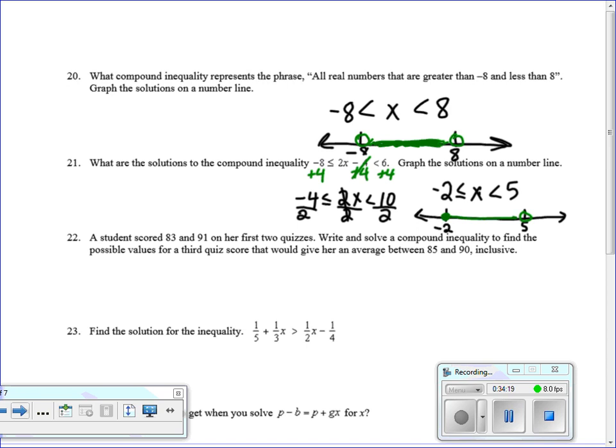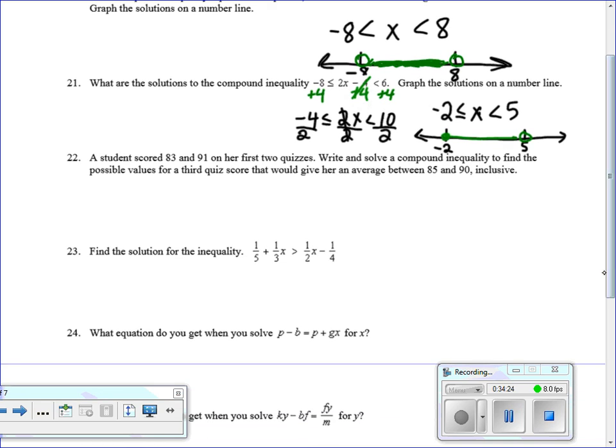A student scored 83 and 91 on her first 2 quizzes. Write and solve a compound inequality to find the possible values for a third quiz score that would give her an average between 85 and 90 inclusive. Inclusive means that we want to include 85 and 90. So we want her quiz score to be between 85 and 90.